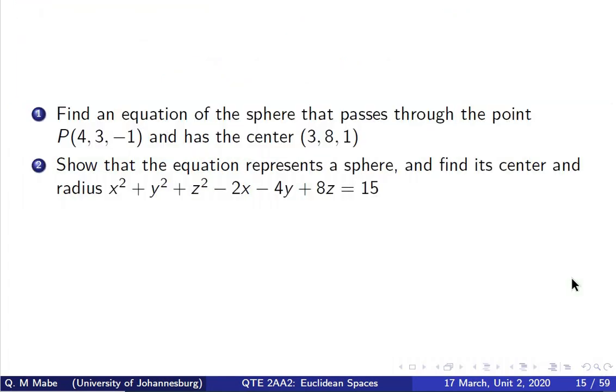So in this class exercise, we need to find an equation of the sphere that passes through the point P and has the center 3, 8, and 1. And we also need to show that the equation given here represents a sphere. In order to show that the equation represents the sphere, it means that we need to find its center and radius, because the sphere is defined by its center as well as its radius.